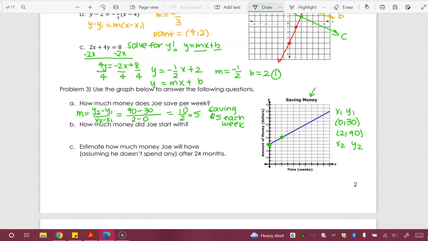How much money did Joe start with? Well, that happens at the very beginning. So that's going to be right here. It's our y-intercept, how much at the beginning. Y-intercept at the start, at the beginning, we've got $30. Joe starts with $30.